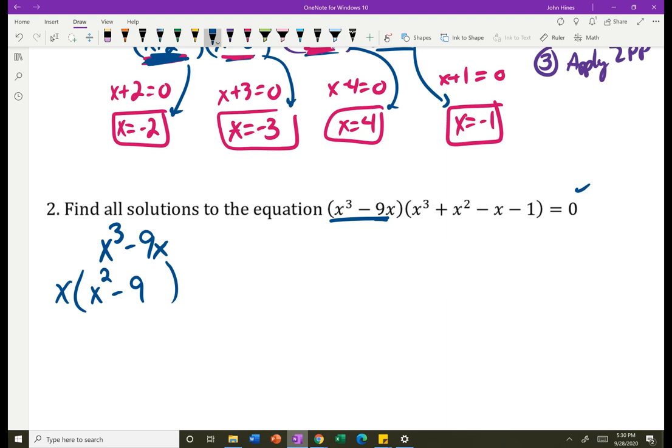All right, so I took out a GCF, and oh, that's the difference of perfect squares. x plus 3, x minus 3. x times x is x squared. 3 times 3 is 9.